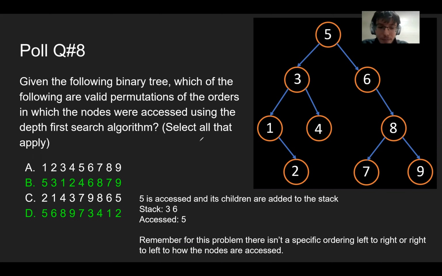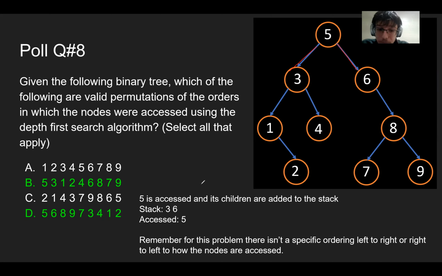But the way we're doing it here, I guess I should have put this first so I would be consistent, is we're just adding them both to the stack. And then whatever we access, we just pop from the stack. And this way, I guess, it's a little more efficient. And so it's another way that also works. So we go 5, we pop, and then we put the 3 and the 6 on the stack.